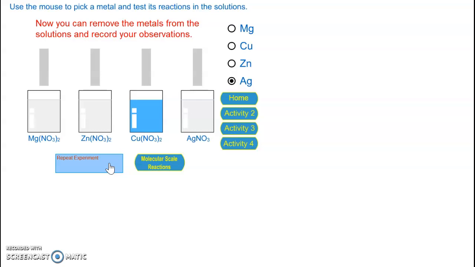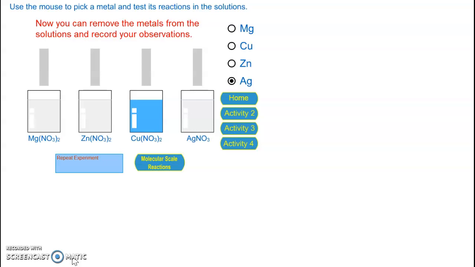Based on what you observed here, write down all of your observations. I'd recommend a table saying magnesium dipped in magnesium, copper dipped in magnesium, zinc dipped in magnesium, etc. What I did is I put the metals up top: magnesium, copper, zinc, and silver, and then going down, I listed my solutions: magnesium nitrate, zinc nitrate, copper nitrate, and silver nitrate. Hopefully you set up a table that's logical to you and just wrote whether or not there was a reaction or coating that happened.